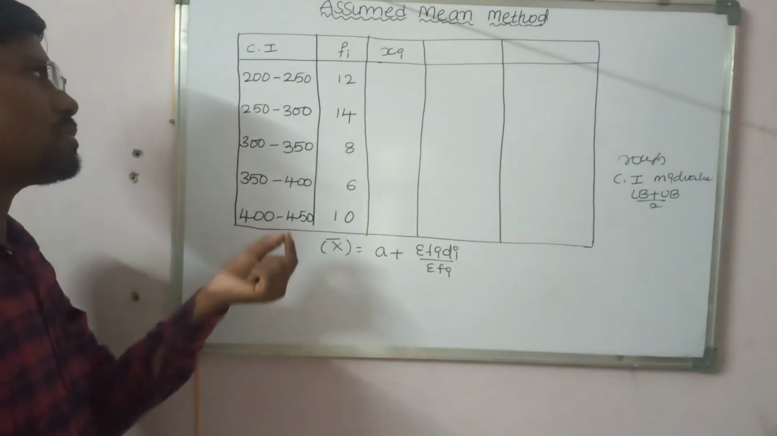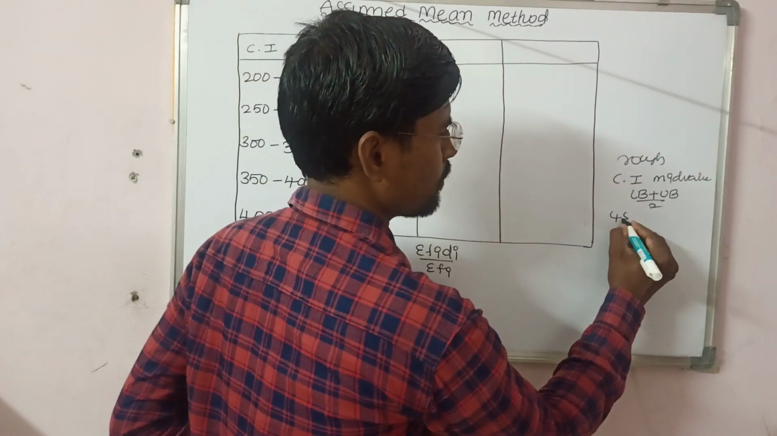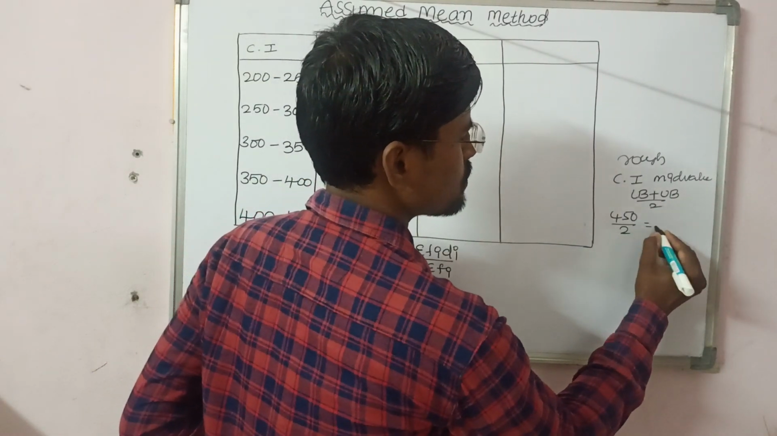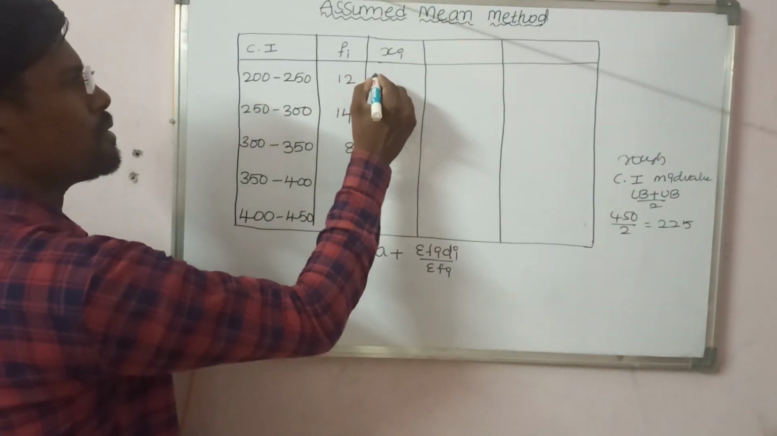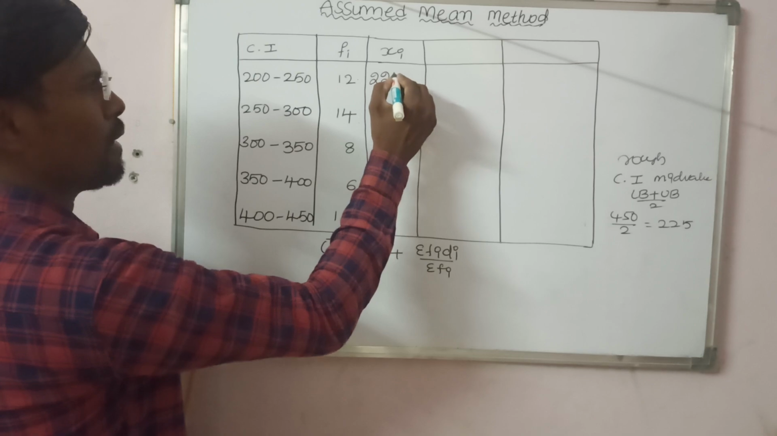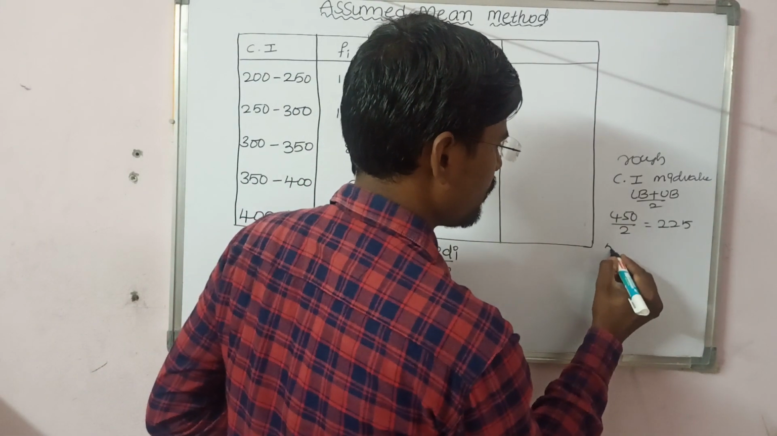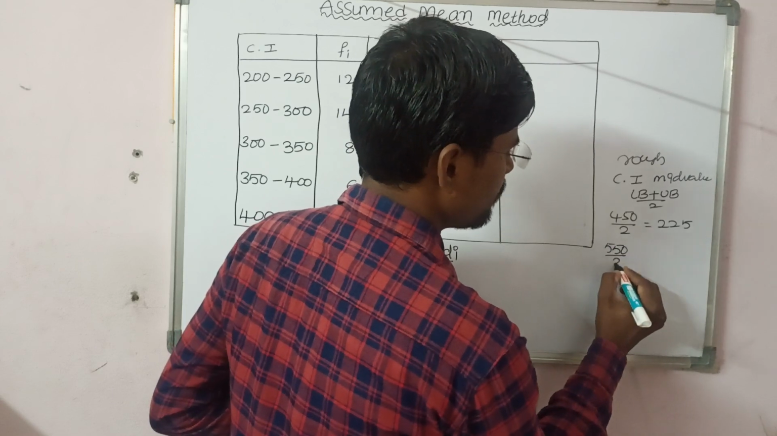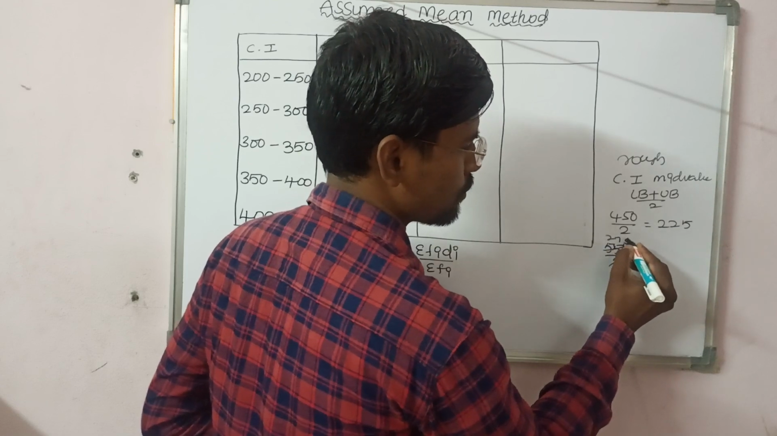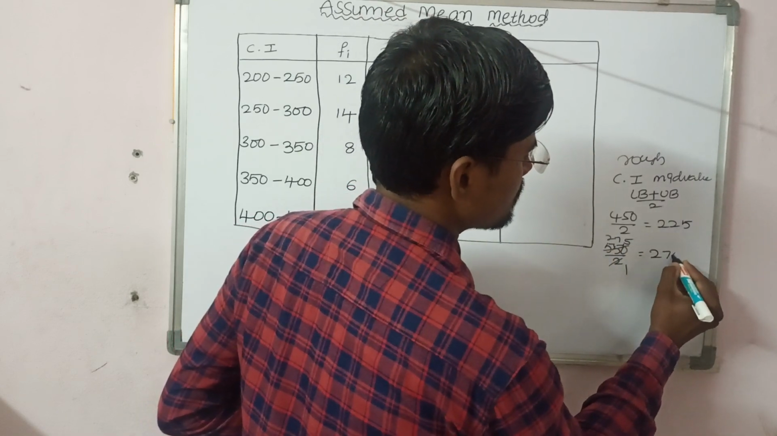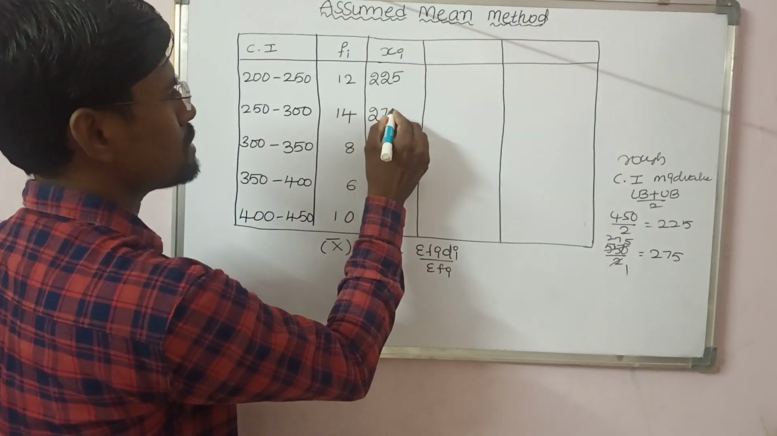So for the first class interval, the mid value is 200 plus 250, 450 by 2. 450 by 2, if we do the cancellation we get 225. So I am writing the first mid value as 225. Then for the second, 250 plus 300 is 550, 550 by 2. Doing the division, we get 275. So the second mid value is 275.